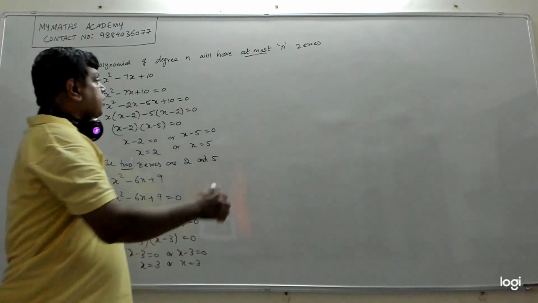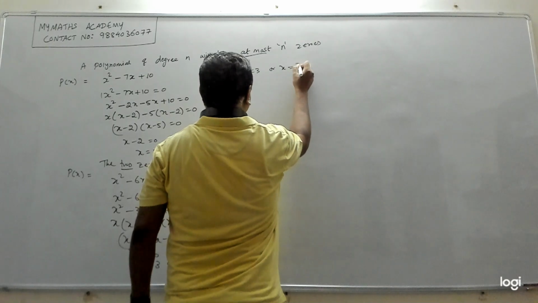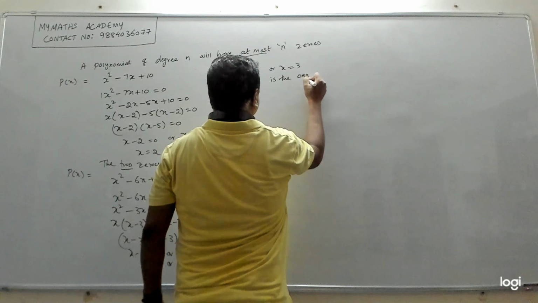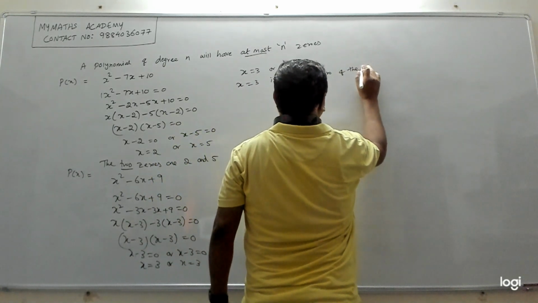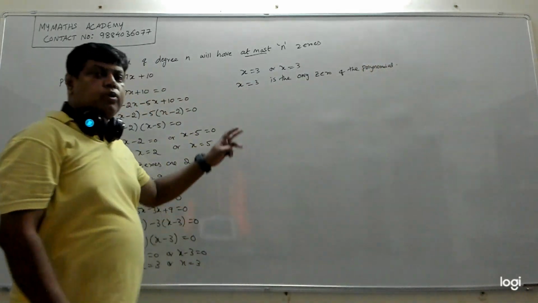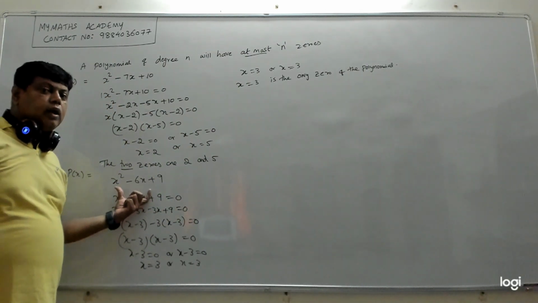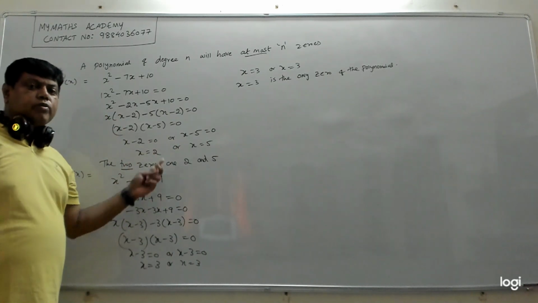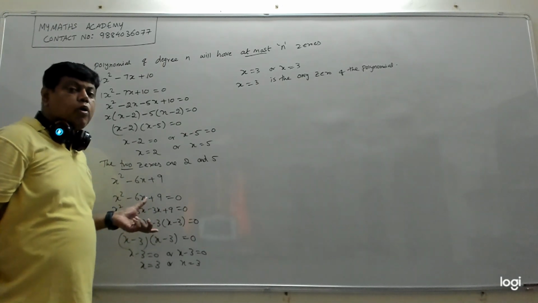So therefore x is equal to 3 or x is equal to 3, which means x is equal to 3 is the only 0 of the polynomial. So this quadratic polynomial has only 1 0. But the earlier quadratic polynomial had 2 zeros, which we found in the picture. This is an example of a quadratic polynomial having 1 0.